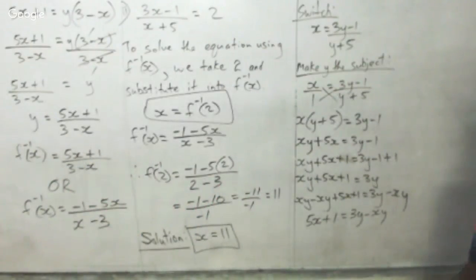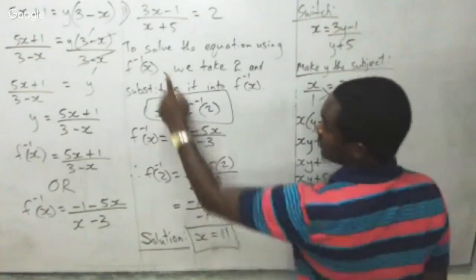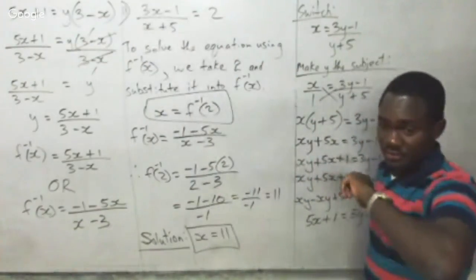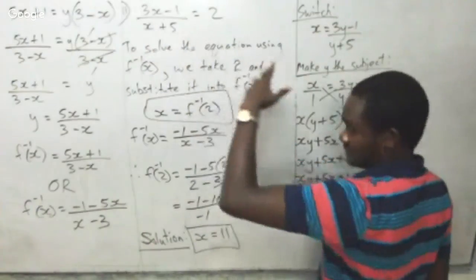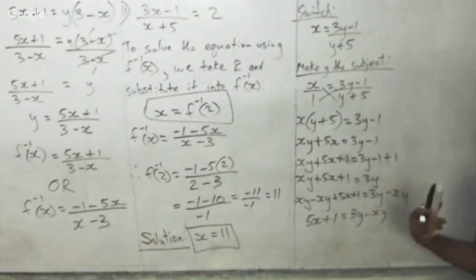You want us to check if it's right? Yes. If x is 11, 3 times 11 is what? 33 minus 1 is 32. Gives you 2. You get that?